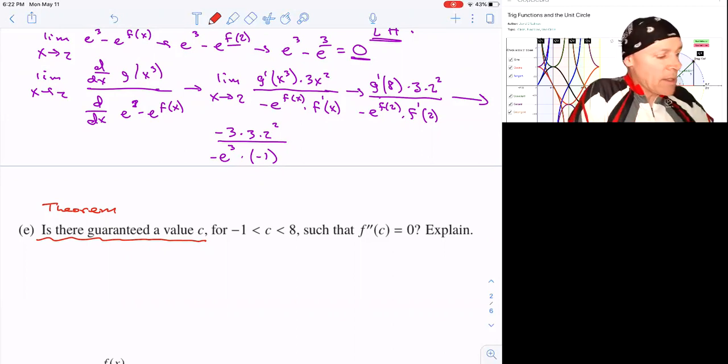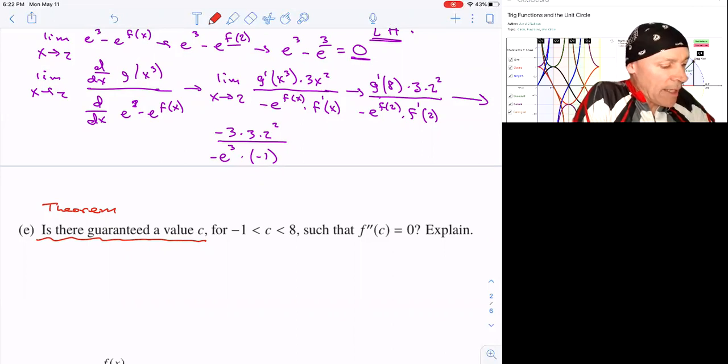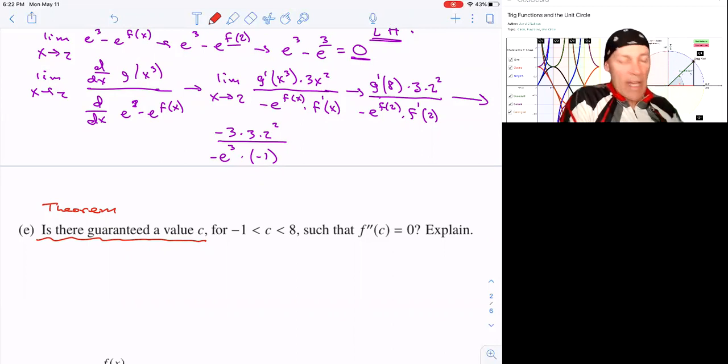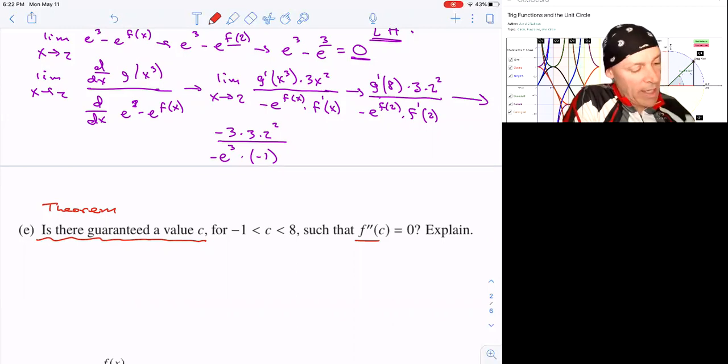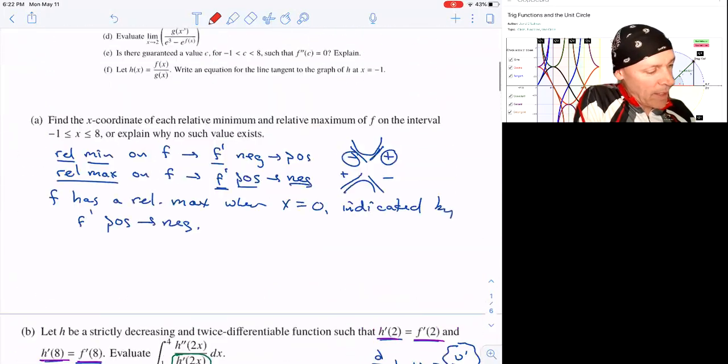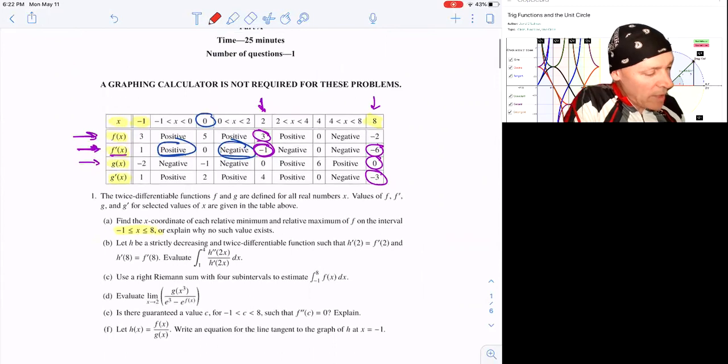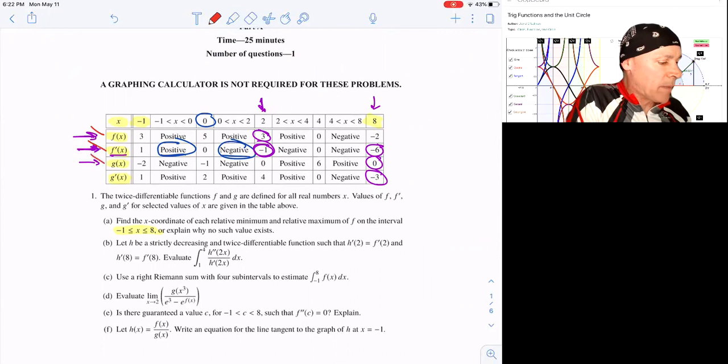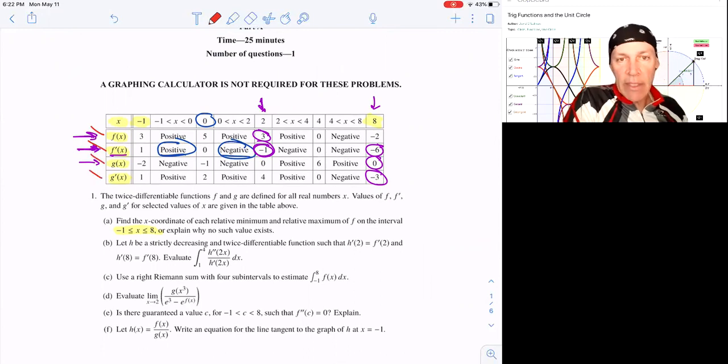Is there guaranteed a value C in the open interval -1 to 8 such that f double prime at C equals 0? And explain. Well, when I see f double prime at C equals 0, and then I go back up and compare what I'm given in my table, I'm given f, f prime, g, and g prime. What I'm not given in my table is f double prime of x, which is what we've got.